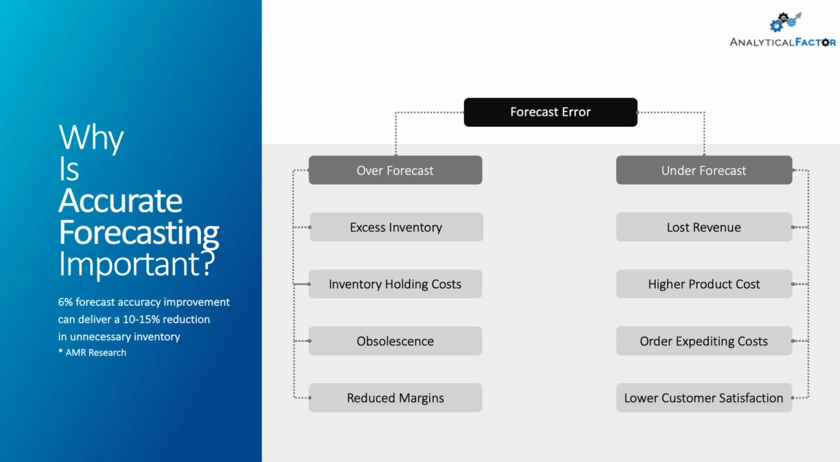Now, trying to get forecast error as low as possible, and I think the quote over here from AMR, and there are many, speaks for itself, is going to have a direct impact on your inventory levels. So you're going to be able to reduce the inventory levels significantly, and at the same time, you're going to improve your margins. So it has a direct impact both on saving and, moreover, improving the revenue sheet.